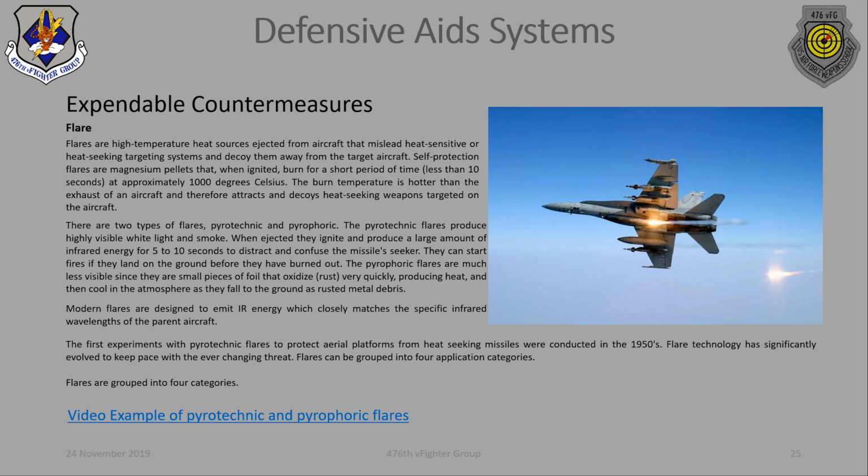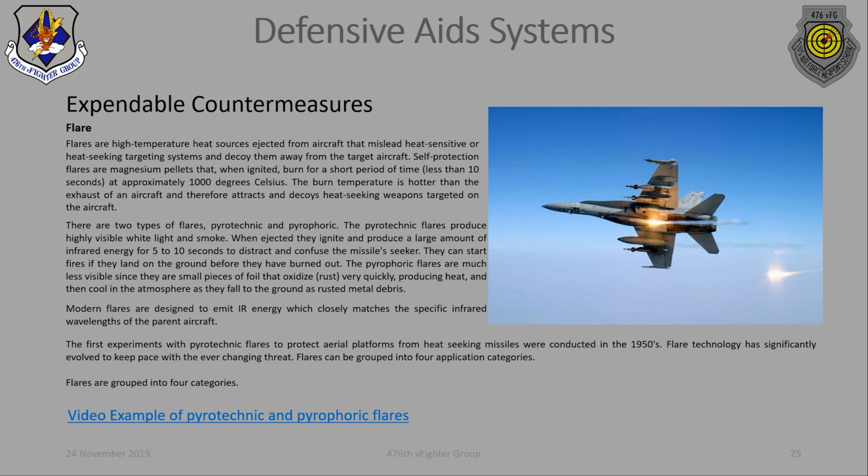So now we've got two broad categories of flares. You've got pyrotechnic and pyrophoric. Pyrotechnic are what you see in DCS, so they're your burning flares essentially. They are exactly what they say. They ignite a material, magnesium, sulfur, whatever, and they burn, normally between 5 to 10 seconds, depending on the flare type and the size.